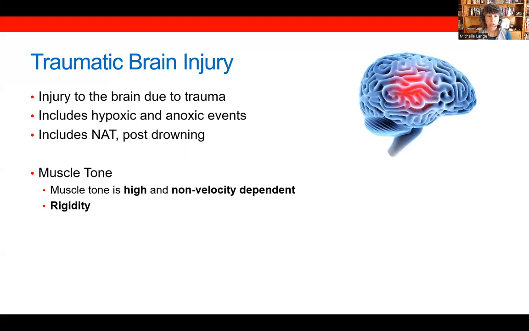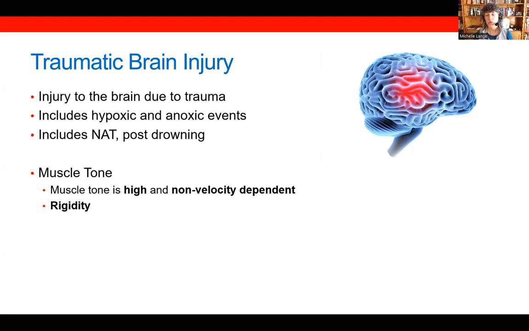Traumatic brain injury is where injury to the brain occurs, and this is due to trauma, hence the name, but it does include hypoxic or anoxic events. Hypoxic, where the brain doesn't get enough oxygen for a period of time, and anoxic, where there's no oxygen for a period of time. This can include non-accidental trauma and post-drowning.